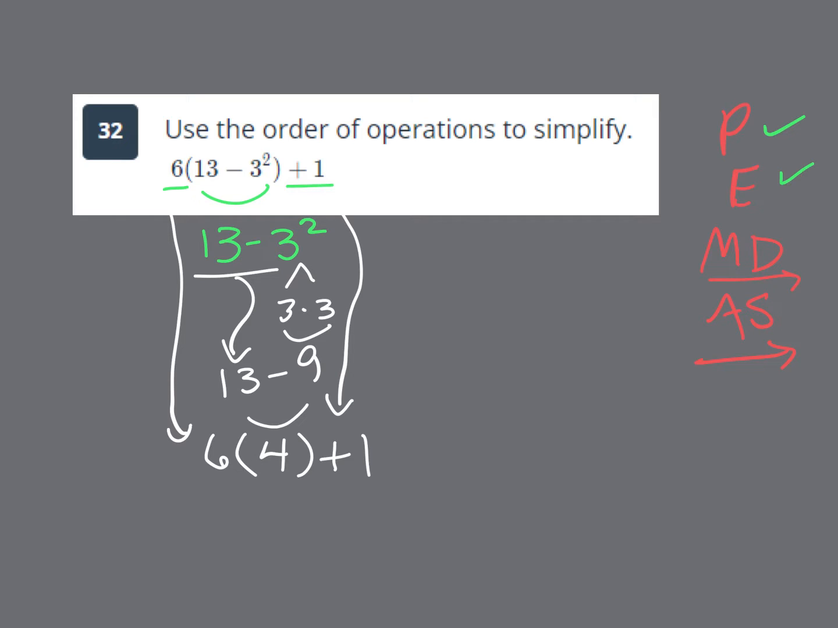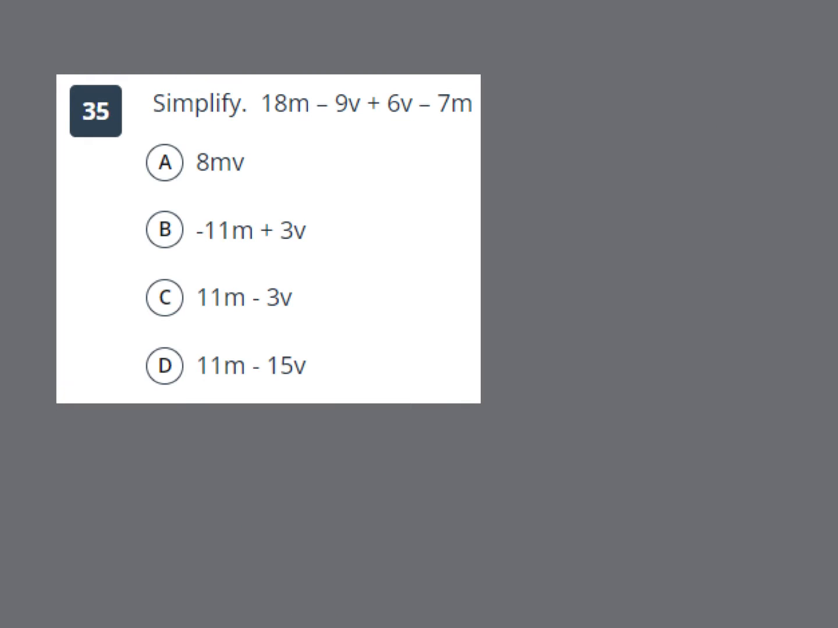Multiply and divide is next in order from left to right. I only have one multiplication. 6 times 4 is 24 plus 1. 24 plus 1 is 25 is our final answer. I hope you got 32.